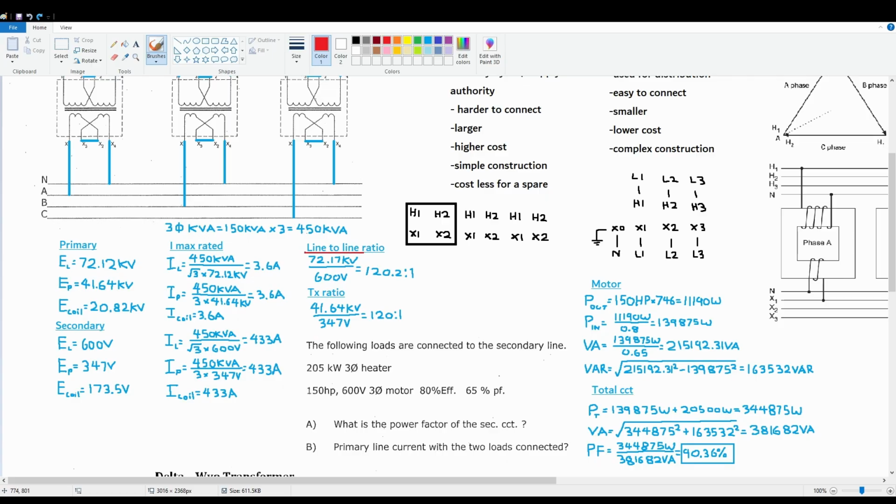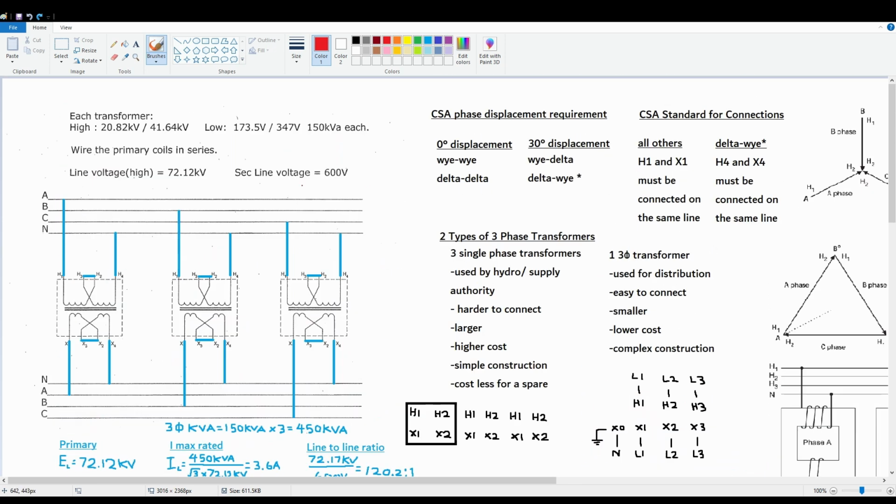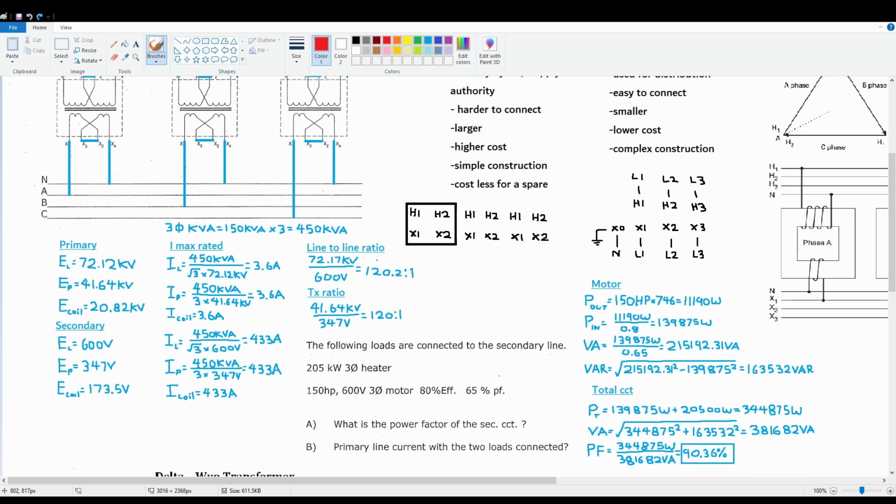Now for your line-to-line ratio here, what this is talking about is the ratio between the high voltage line side and the secondary line side. So the ratio here is basically just this voltage divided by this voltage, your primary line voltage divided by your secondary line voltage. And that gives you your line-to-line ratio here, so it's basically 120 to 1.